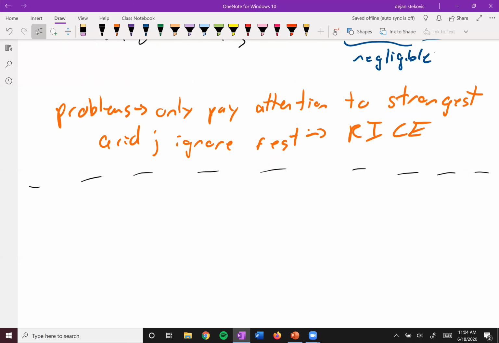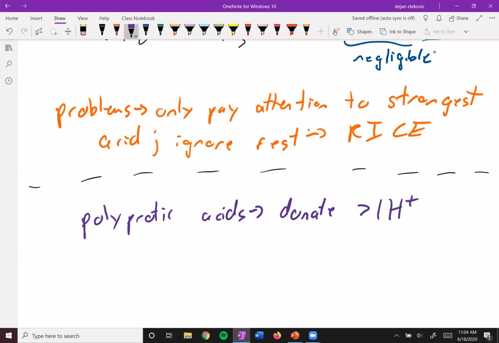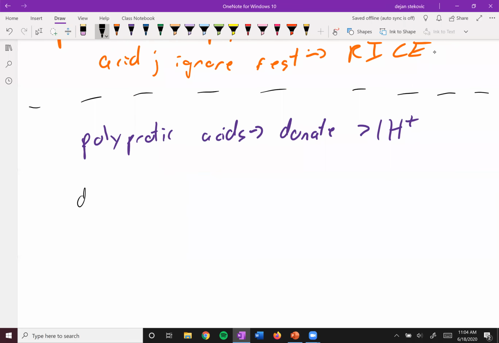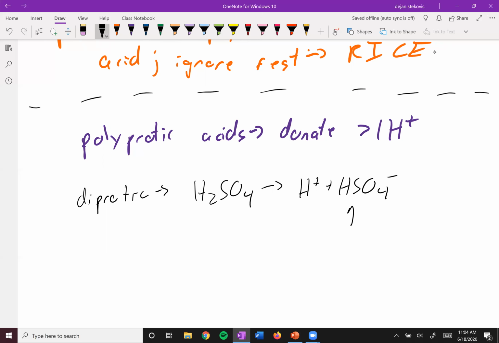Next up, let's take a look at polyprotic acids. Poly means many, protic is the proton or the H plus, and acids is donating it. So these donate more than one H plus. You can have diprotic acids. For example, H2SO4 is a diprotic acid because it can donate one proton, and then it can donate another proton. Di means two, so it can donate two protons.